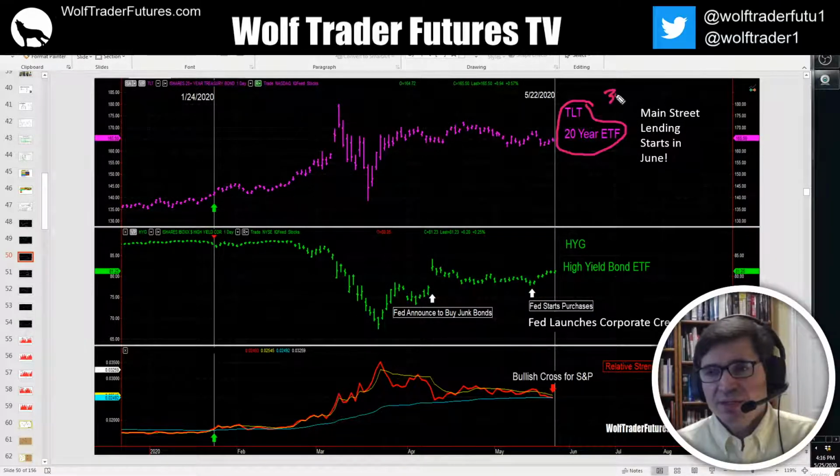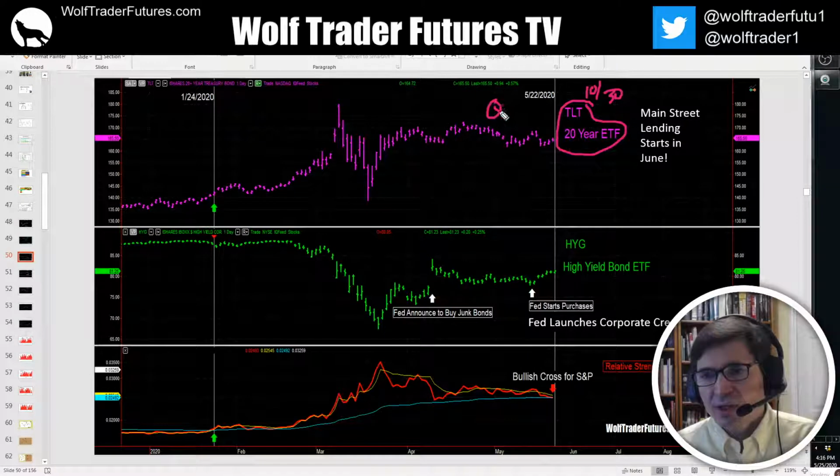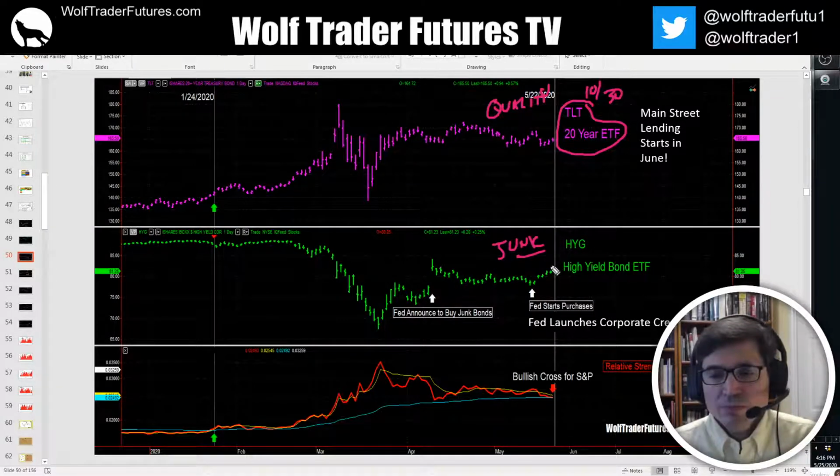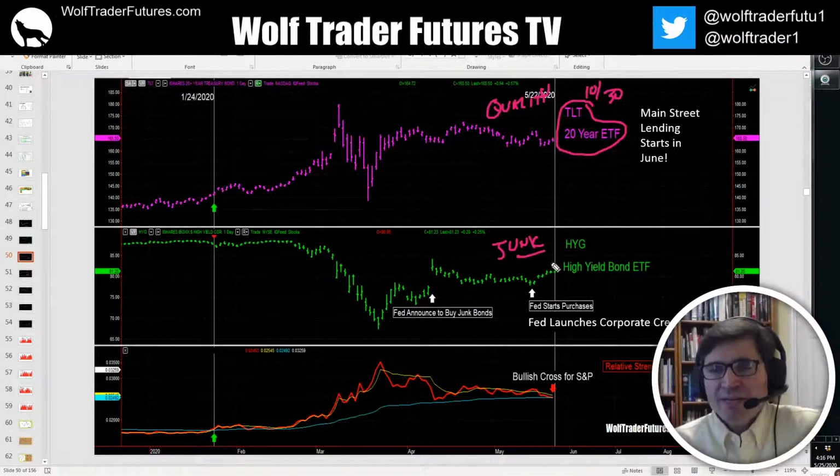Now, this is really some kind of a hybrid between the 10 and the 30-year bond, but they made an ETF. But the point is that this represents the quality, and this represents the junk, the high yield stuff of the corporations here. So what does that mean? Why does that even matter to markets?